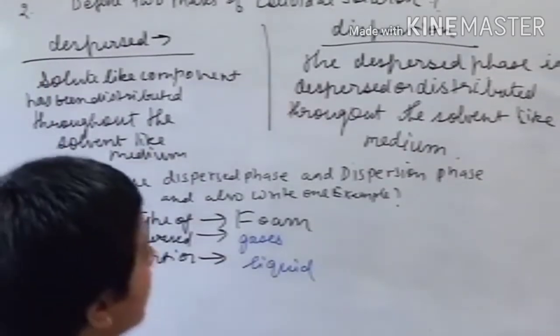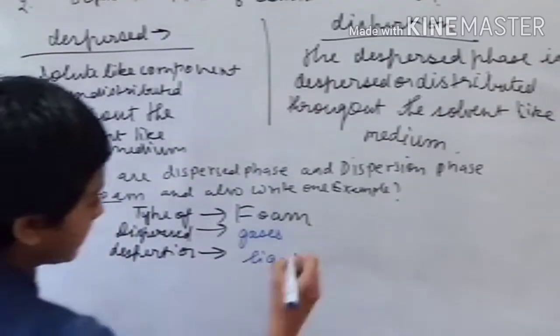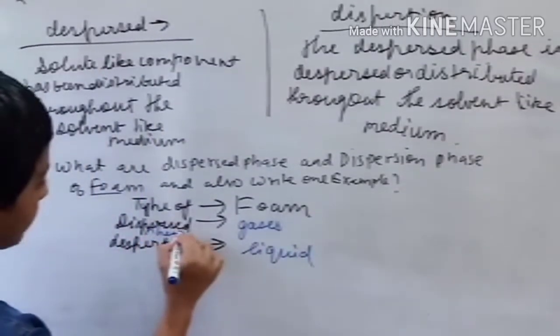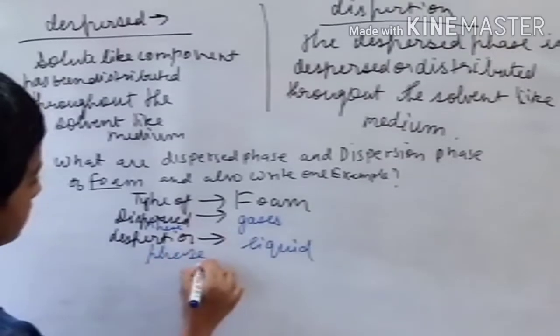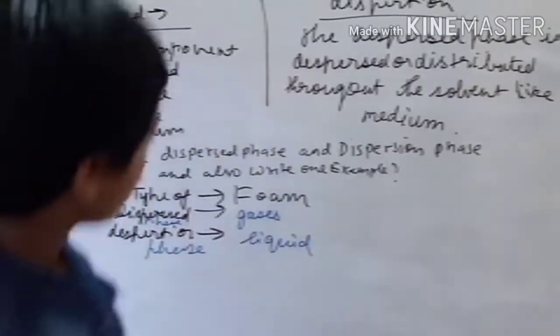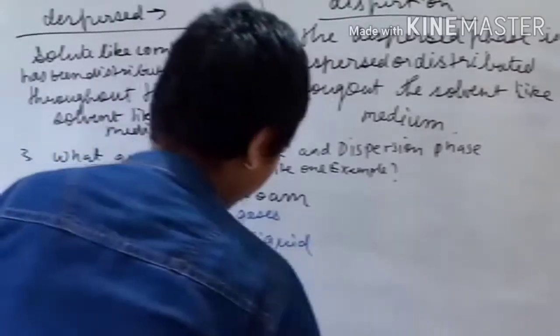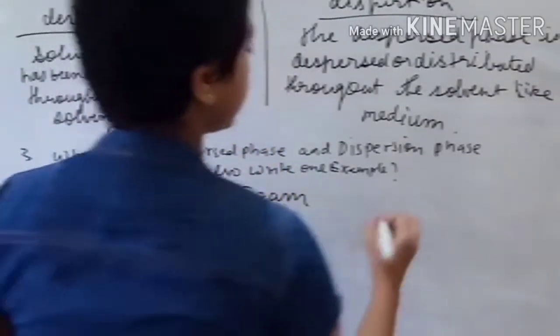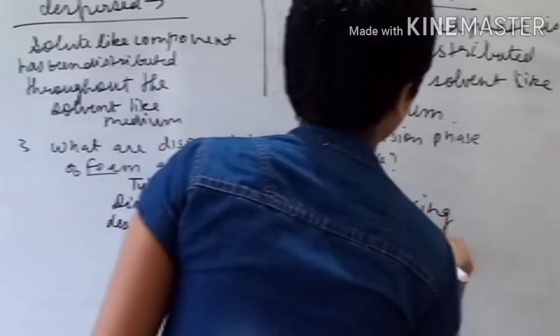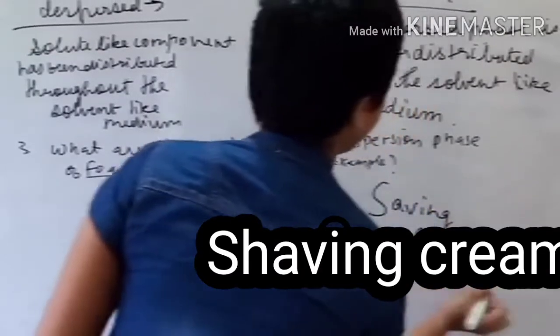And next, this is the answer. This is the dispersed phase, and this is the dispersion medium. Write one example of foam. One example is shaving cream. Very good. One example is shaving cream.